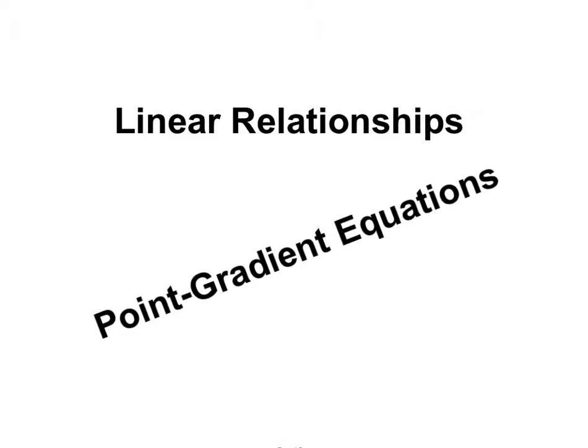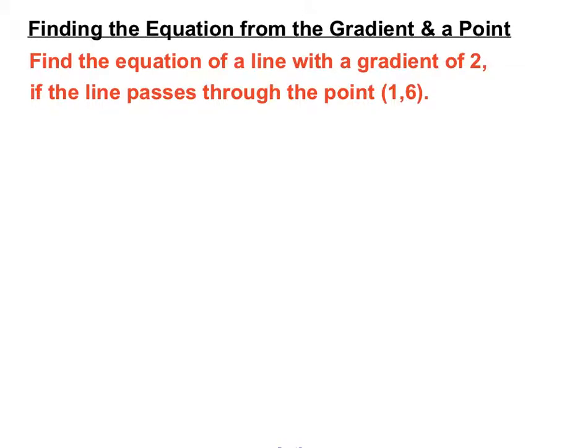Linear relationships. This is point gradient equations. Finding the equation from the gradient and a point. Now sometimes we're given an x and y intercept. We saw a video on that recently where we can find the equation from having a y and an x intercept. Now here we've just got some limited information.